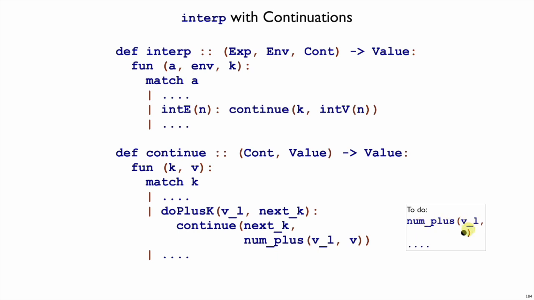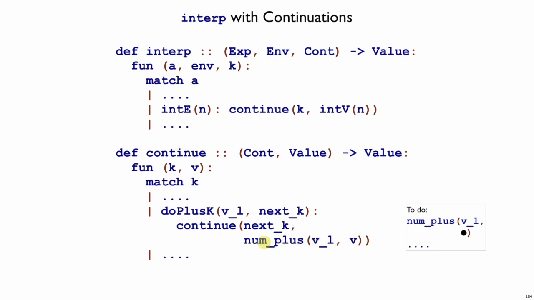The do plus k case, remember, as we just used it, corresponds to calling num plus. We have one value, we're waiting for a second value. That first value we've now renamed to v underscore l, because v stands for the value delivered to this continuation, that is the value that goes into this dot, that is the second argument to num plus. So at this point, we don't have to call interp anymore. We can actually add the numbers up, v_l and v. That will give us a value back.